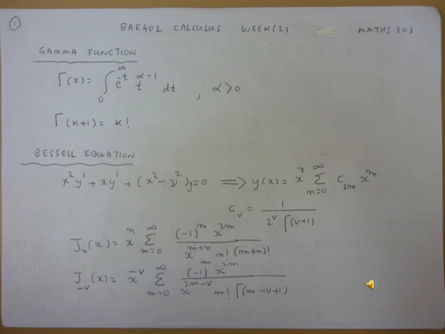J v h and J minus v h are the generalized equation formats for the solution. J v h is equal to h to the power v, summation m from 0 to infinity of minus 1 to the power m times h to the power 2m, divided by 2 to the power 2m plus v times m factorial times gamma of m plus v plus 1. Similarly, J minus v h is equal to h to the power minus v, summation m from 0 to infinity of minus 1 to the power m times h to the power 2m, divided by 2 to the power 2m minus v times m factorial times gamma function of m minus v plus 1. Those are the Bessel equation and gamma function generalized solution formulas.